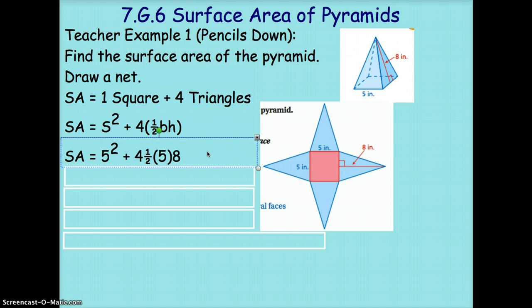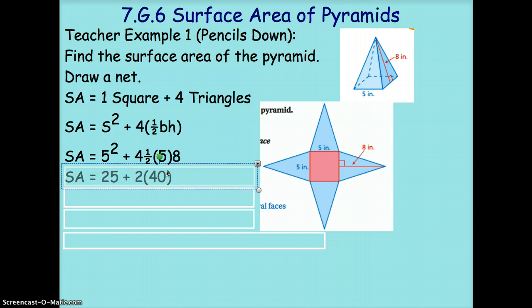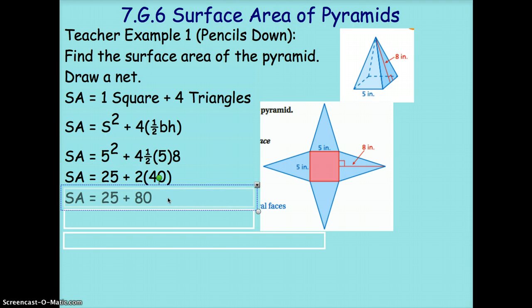Okay, now I've plugged my numbers in. I can go ahead and square 5, which I know is 25. I can take anything I want and cut it in half. So I would choose either the 4, which half of 4 we know would be 2, or I can cut 8 in half, which would be 4. The reason I would choose those as opposed to the 5 is this one would give me a decimal. Now, the next step is to multiply 2 times 40, and I end up with 80.